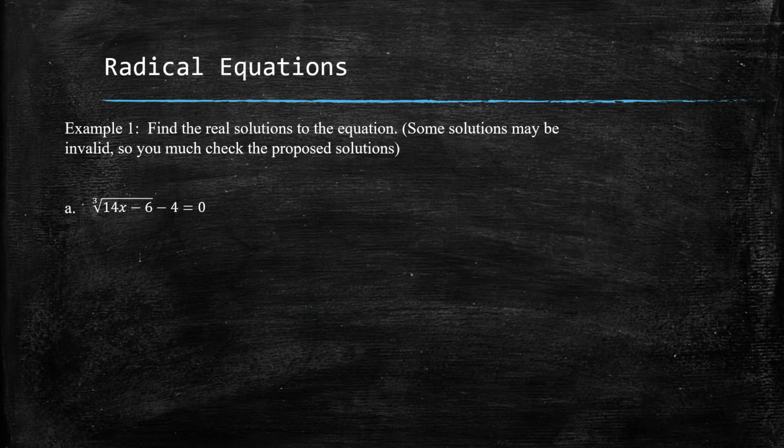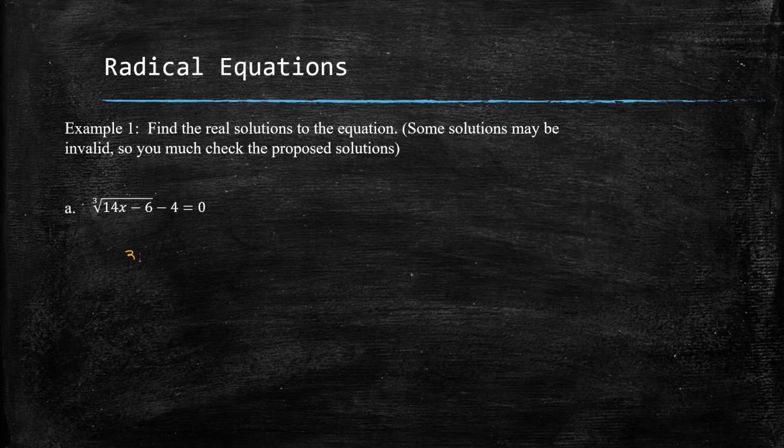A radical equation is an equation that involves a square root or a cube root or another radical where the x appears under the radical. So for example, in number 1, we want to solve the equation. We want to find the real solutions to the equation. We'll have to check our answers to make sure that our proposed solutions are valid.